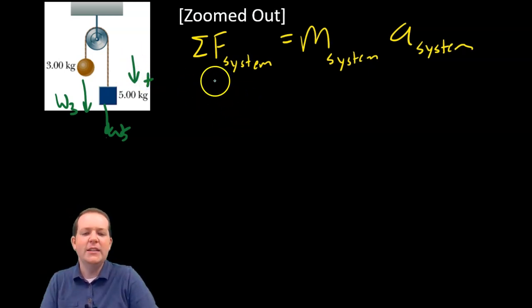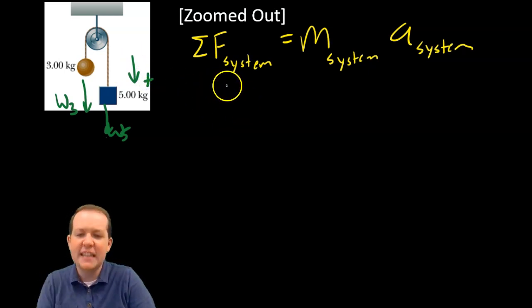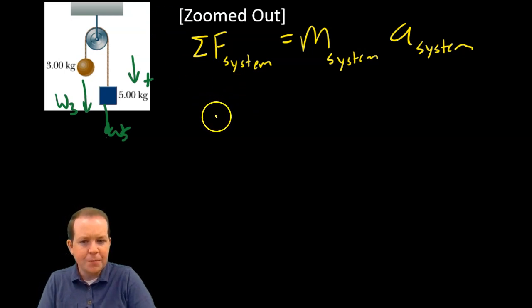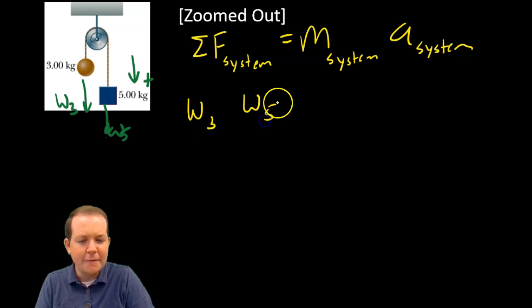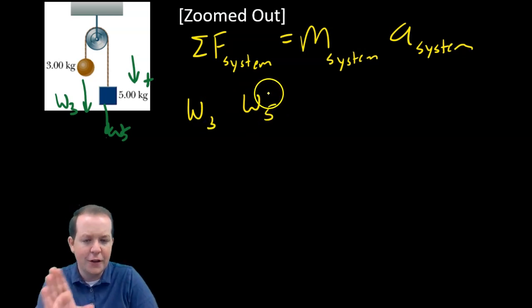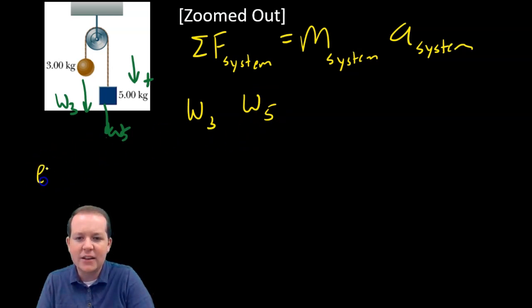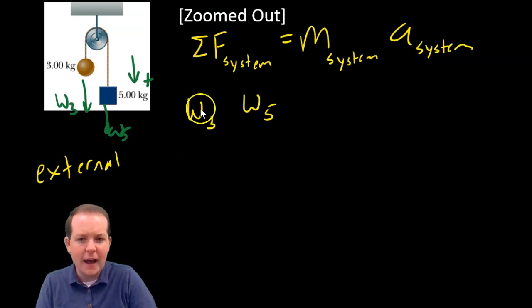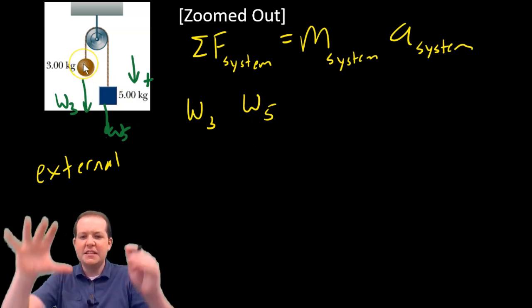Okay, so let's write out the forces of the system. Well, what is it? It's W3 and it's W5. Again, no tension because those are internal. They're inside. I'm only looking at external. I'm zoomed out. These external forces. So W3 and W5.